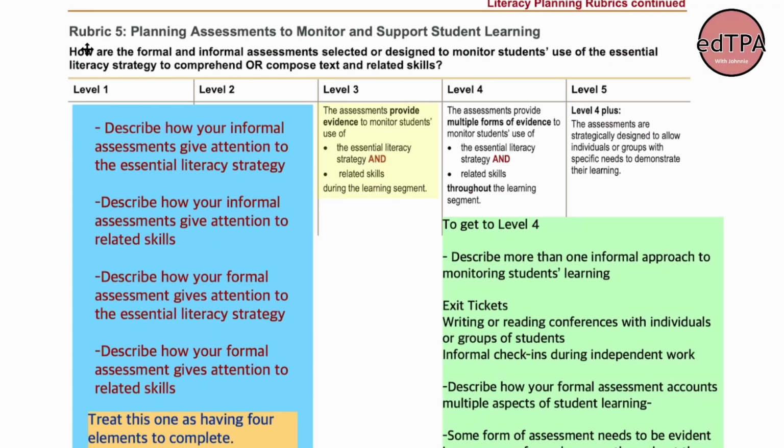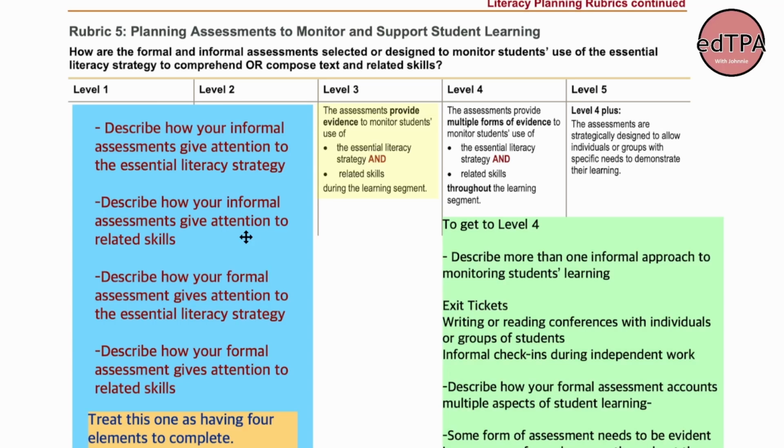Planning assessment, this is Rubric 5, planning assessments to monitor and support student learning. How are the formal and informal assessments selected or designed to monitor students' use of the essential literacy strategy to comprehend or compose text and related skills? The assessments provide evidence to monitor students' use of the essential literacy strategy and related skills during the learning segment. My suggestion, describe how the informal assessments give attention to the essential literacy strategy.